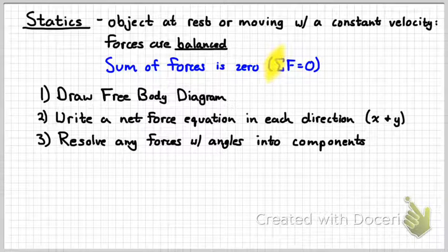So whenever you see this kind of situation, your first step is always going to be the same. If you're not given a free body diagram, you're going to draw a free body diagram of the object. The second thing you're going to do is use that free body diagram to write a net force equation in each direction. And then the last thing that you're going to do before you start trying to solve your net force equation, if you have any forces that are at an angle relative to the other forces, then you're going to resolve those into components. So let's look at a few examples from your homework.